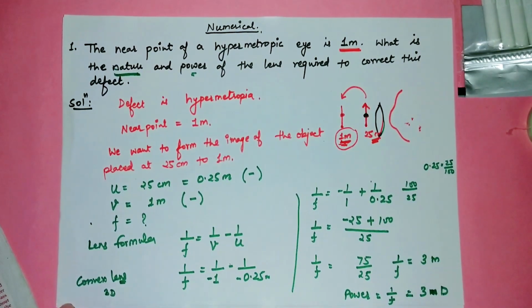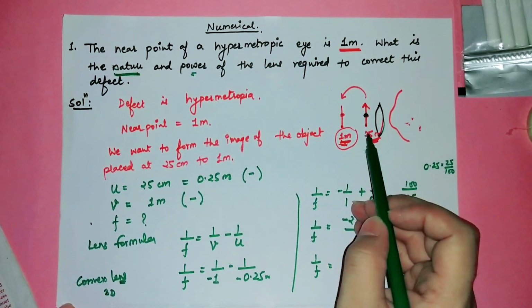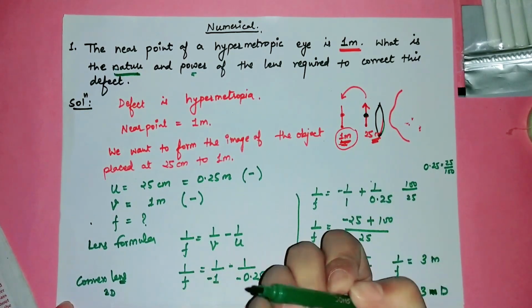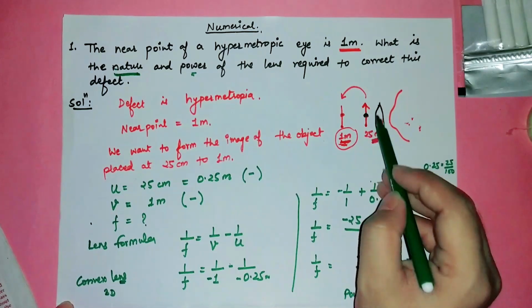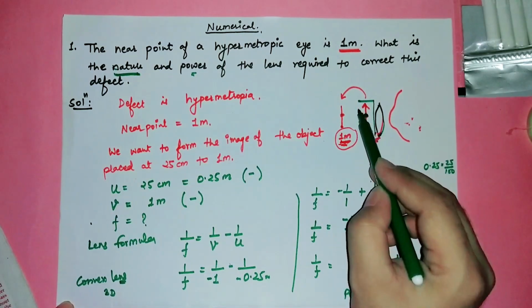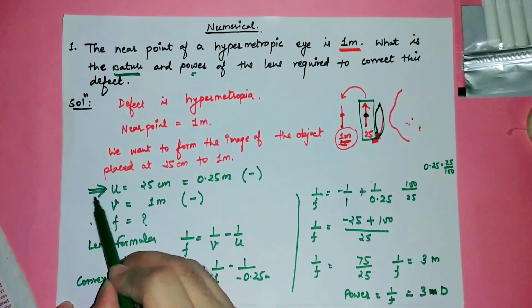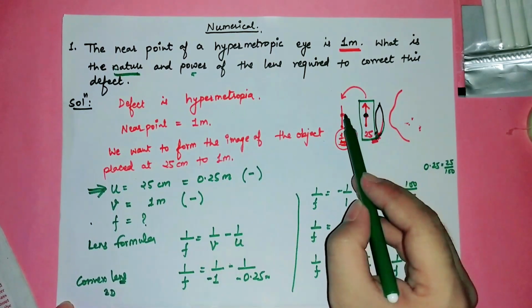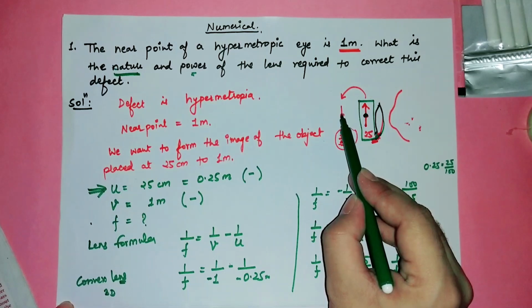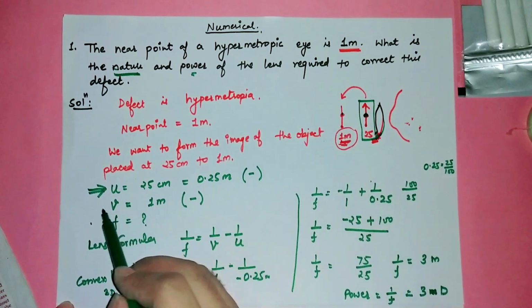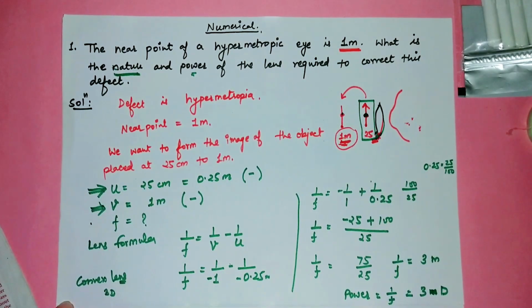So first we have to determine which object we want to see. In this question we want to see the object placed at 25 centimeter, so we will put this as u. Where up to which distance we can see, this will be our v. Okay, so let us do the next question.